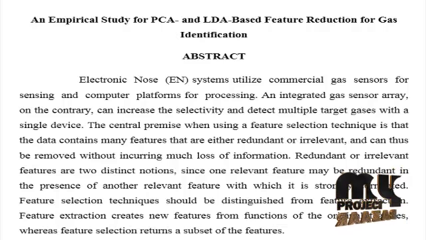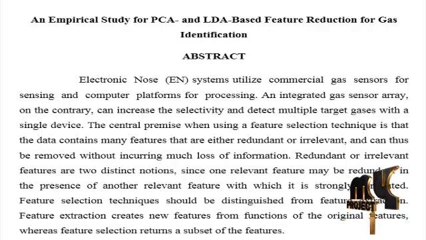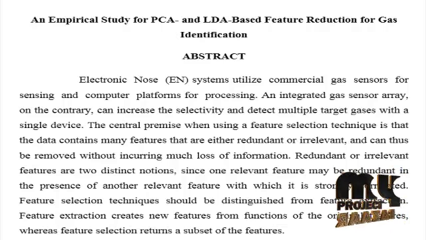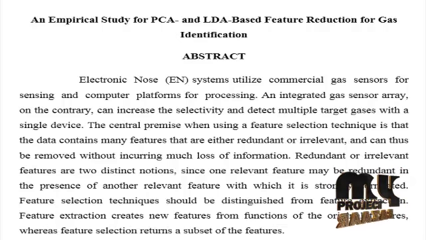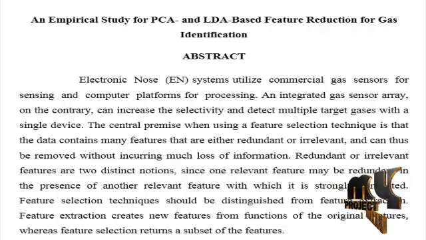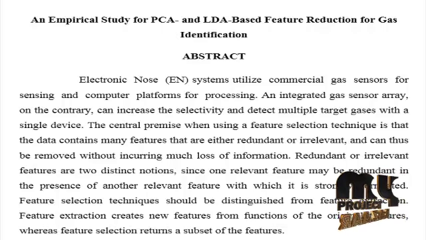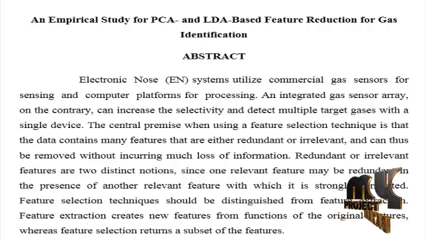Redundant and irrelevant features are two distinct notions, since one relevant feature may be redundant in the presence of another relevant feature with which it is strongly correlated. Feature selection techniques should be distinguished from feature extraction. Feature extraction creates new features from functions of the original features, whereas feature selection returns a subset of the features.